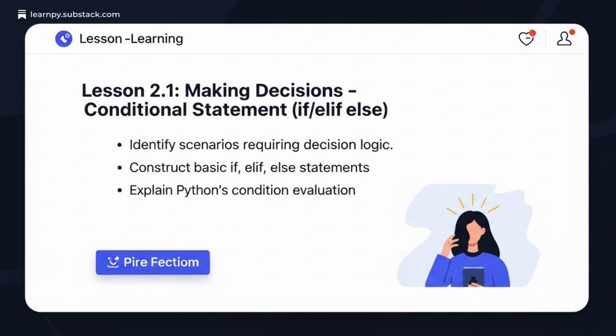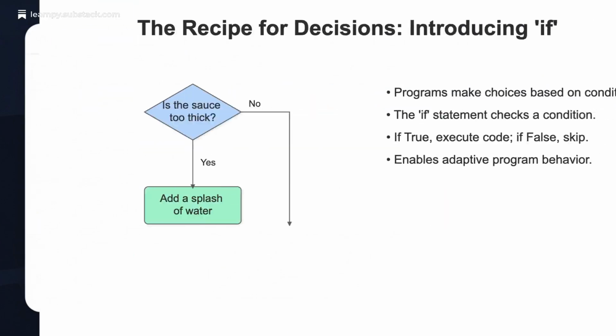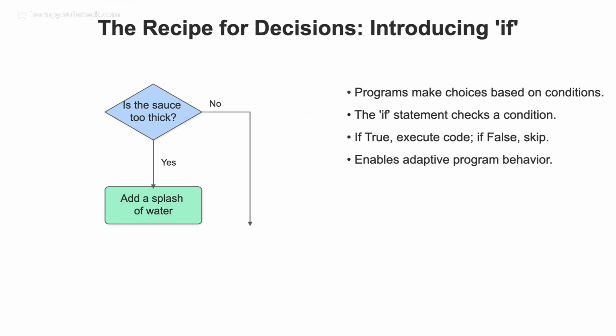Think of programming a computer like writing a very detailed recipe. Just as a chef makes decisions based on ingredients or cooking progress, your program needs to make choices. For instance, a recipe might say, if the sauce is too thick, add a splash of water. This is a conditional statement in action.